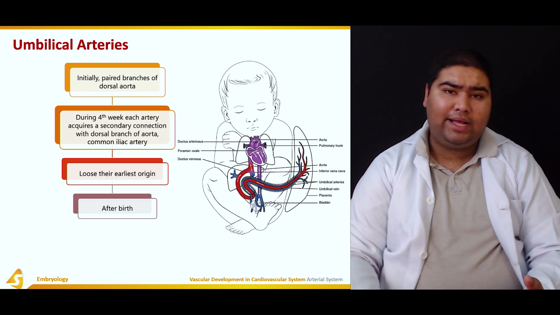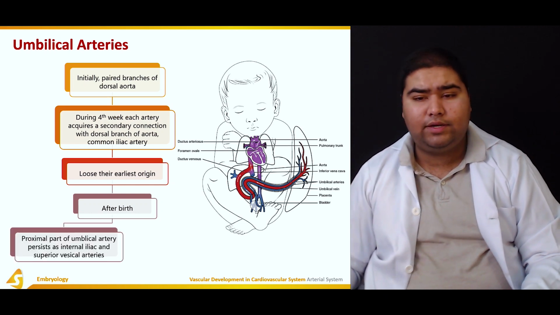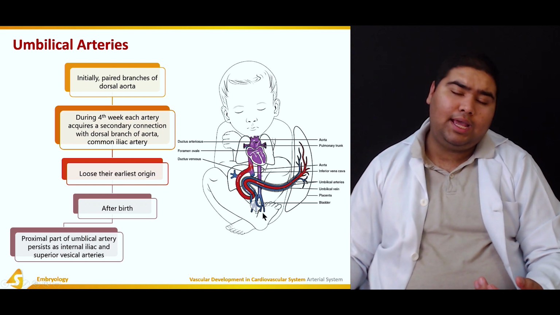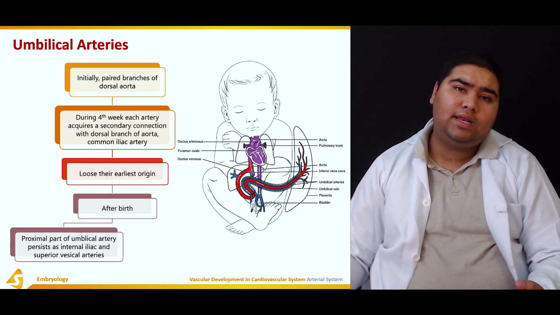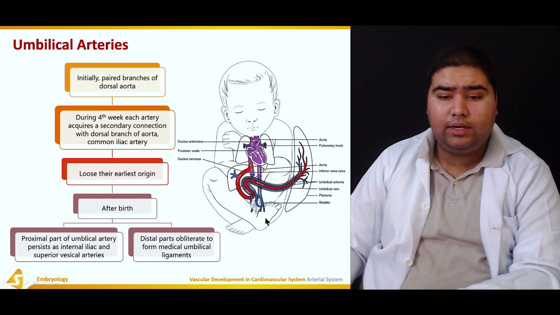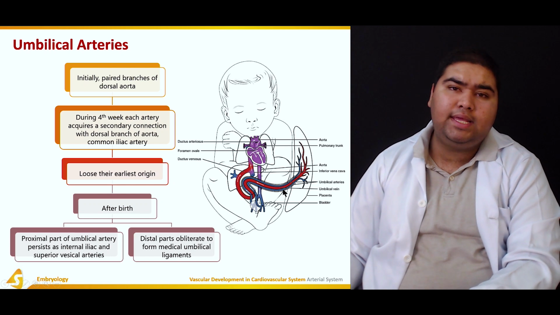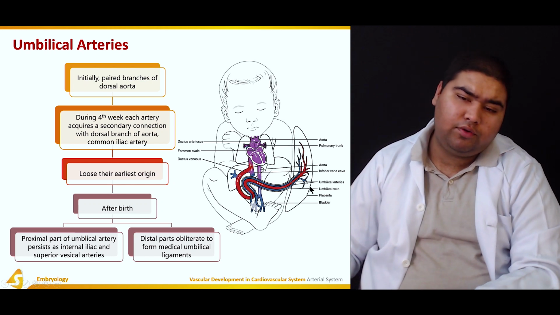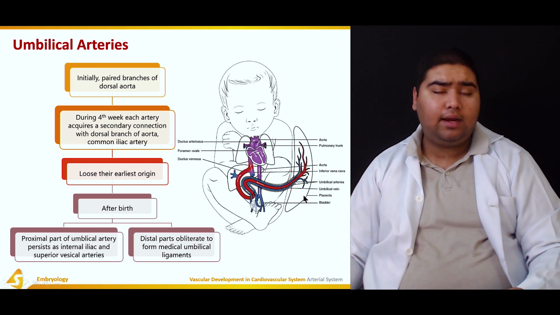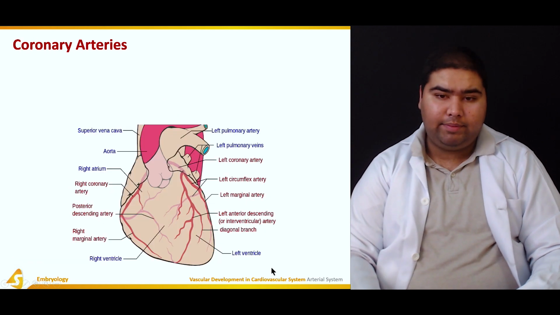Now, what happens to these umbilical arteries after birth? The proximal parts of the umbilical arteries persist as the internal iliac as well as the superior vesical arteries. The distal parts obliterate and form the medial umbilical ligament, because they were going to the placenta. The placenta is no longer there after birth, so they obliterate and form the medial umbilical ligament.